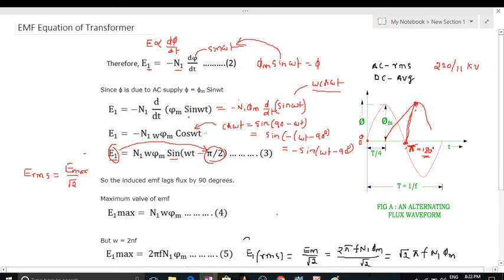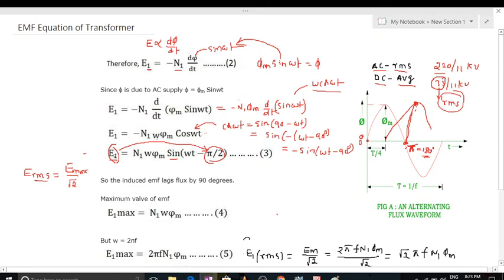The induced EMF in the transformer is an RMS value, because AC values are represented in terms of RMS, and DC in terms of average value. We know the transformer rating is like 220/11 kV, 33/11 kV, so this 33 is nothing but an RMS value. So we should find the RMS value of the induced EMF. The relationship between the RMS value and Emax is E_RMS = Em/√2. So first of all we should find Emax.